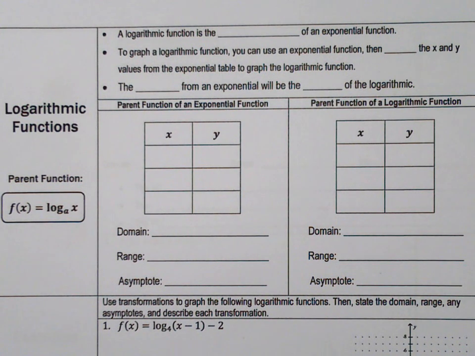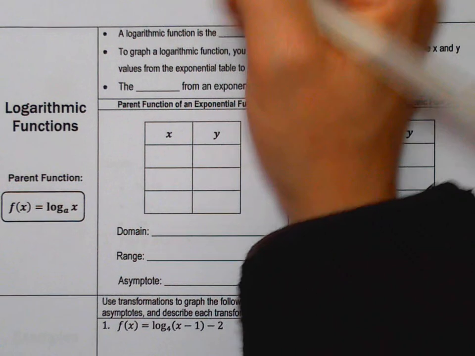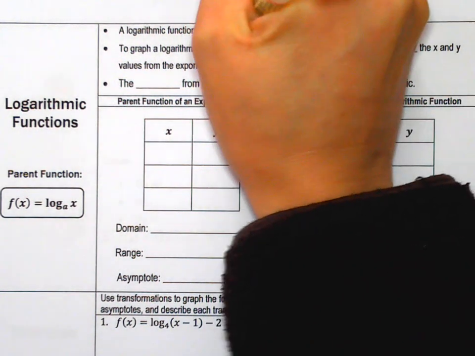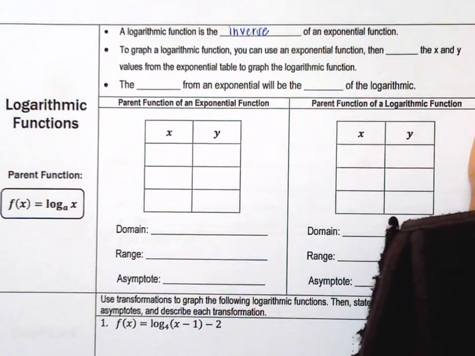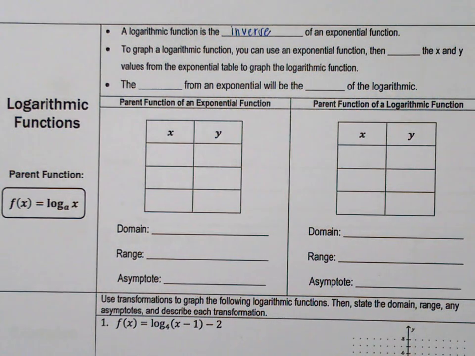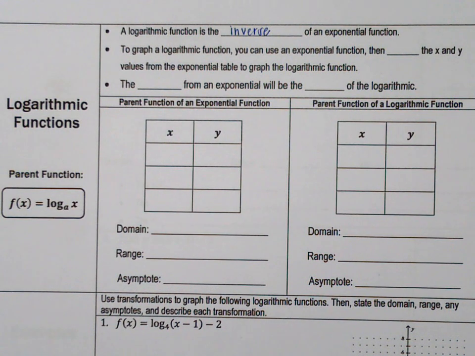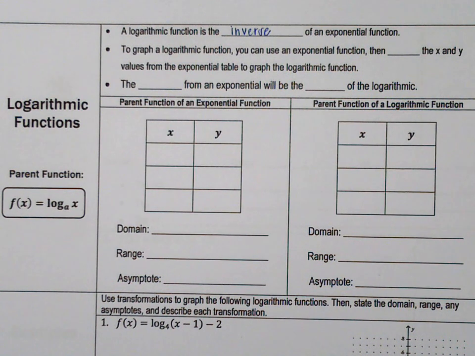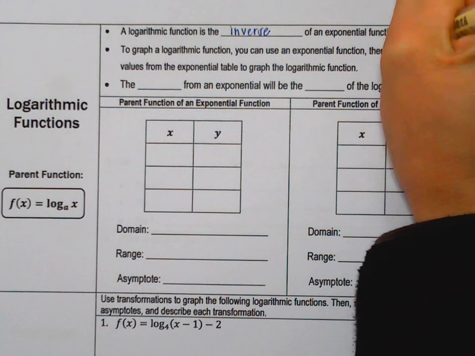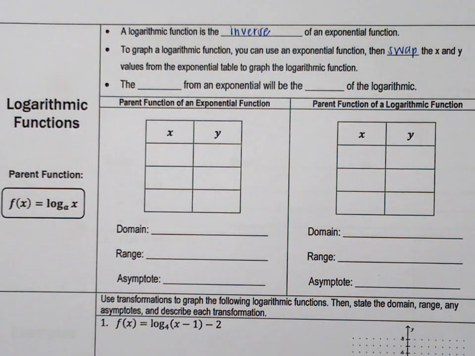Okay, so we are going to start by graphing logarithmic functions. We have already talked about what a logarithm is. Remember, a logarithmic function is the inverse of an exponential function. Inverses are essentially swapping the x and y values of the original. So to graph a logarithmic function, you can use an exponential function, then swap the x and y values from the exponential table to graph the logarithmic function.